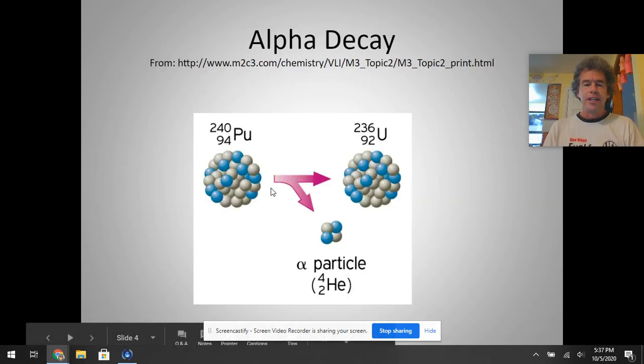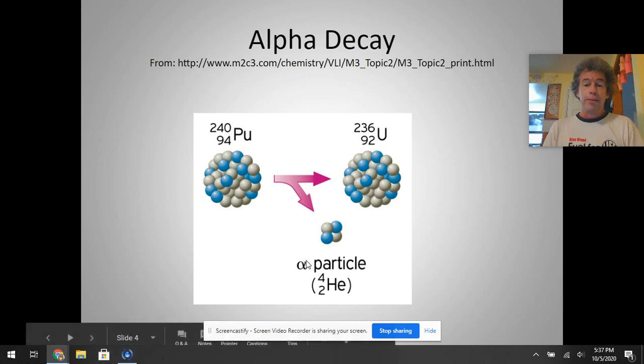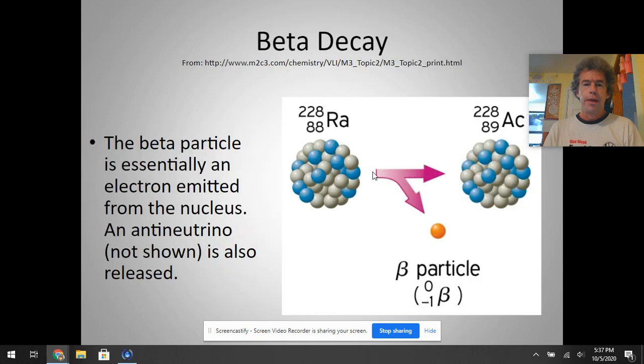This would be another example of that with plutonium with a mass of 240, number 94, having an alpha particle or helium atom leave it, which again has a mass of 4 and 2 for the number of protons or the atomic number. And that will again lower the mass by 4 to uranium-236 and then 92, which is the atomic number for uranium. A second type of nuclear reaction is beta decay.